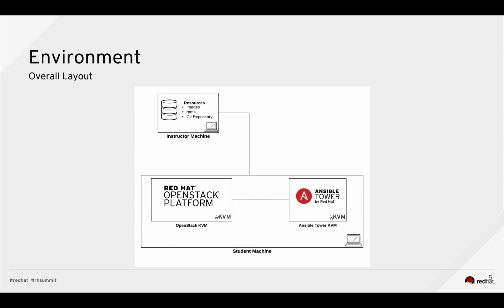So here's a quick diagram of the layout. In the lab itself for Summit, we had a separate machine called the instructor machine. This is a single machine that provided repositories for all of the 50 students in the lab. But in the example I'm going to be demonstrating today, I'm actually running this repository on the same machine as I'm running these other KVM machines. The other two virtual machines are going to be an OpenStack VM that I mentioned, as well as Tower. Tower is going to be a KVM instance.